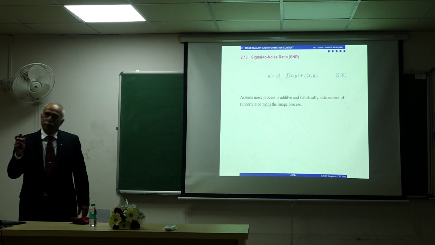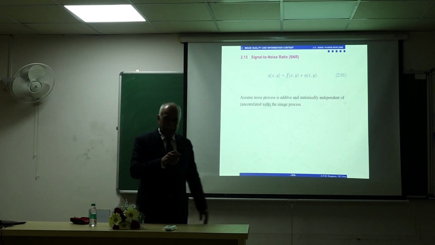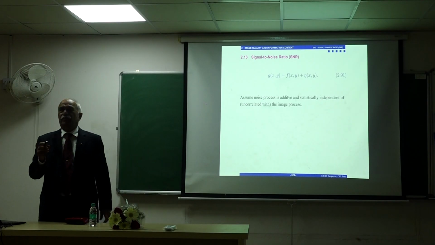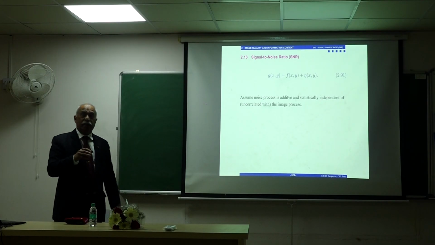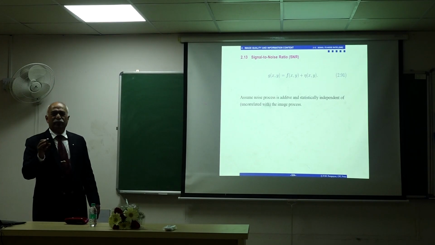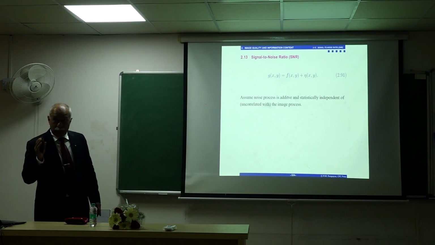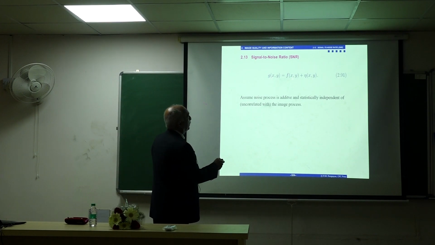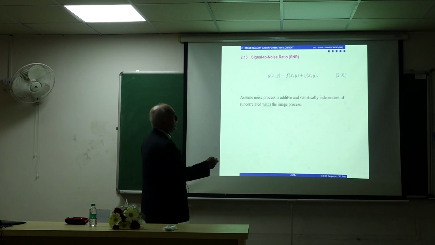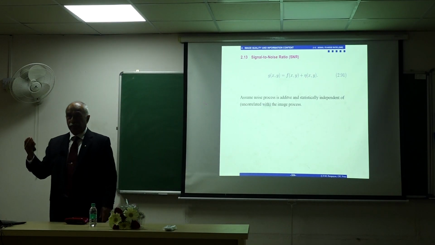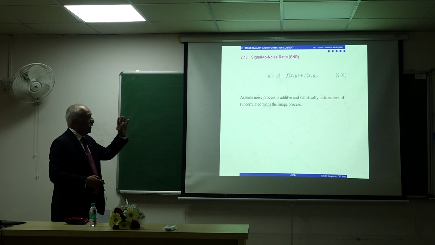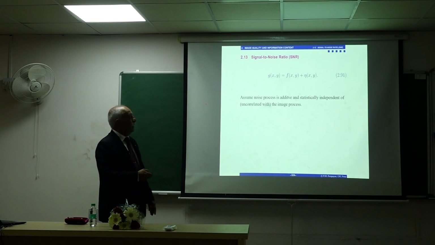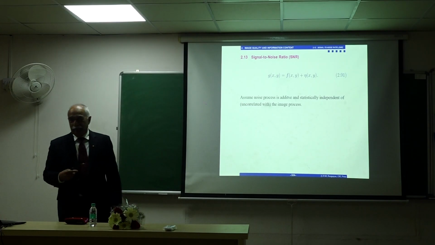When there is noise, typically we assume noise to be additive. In 1D signal processing, mostly it is additive. In image processing, most of the time additive, sometimes multiplicative also. But let's start with additive. g(x,y), the image you get, is f(x,y), the original image, plus eta(x,y), some noise field. So we are assuming it to be additive and also statistically independent or uncorrelated with the image.